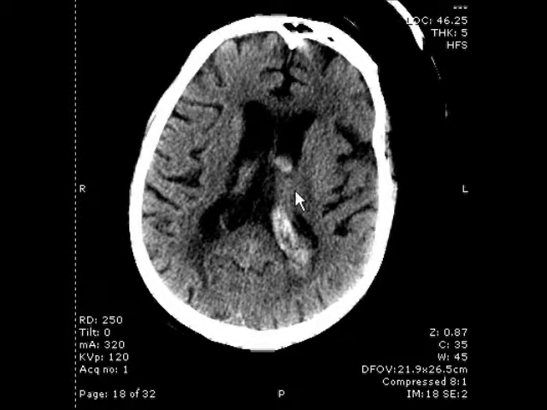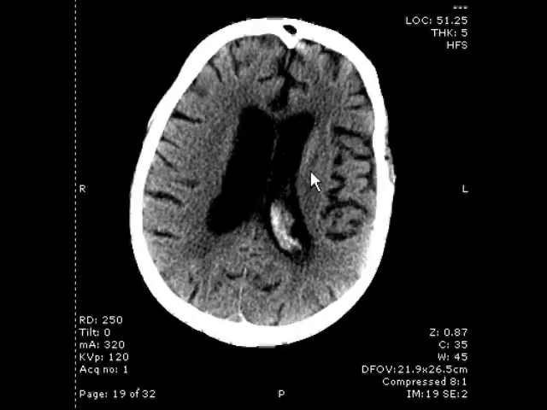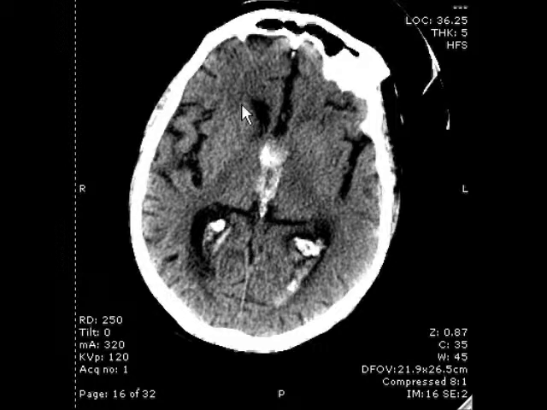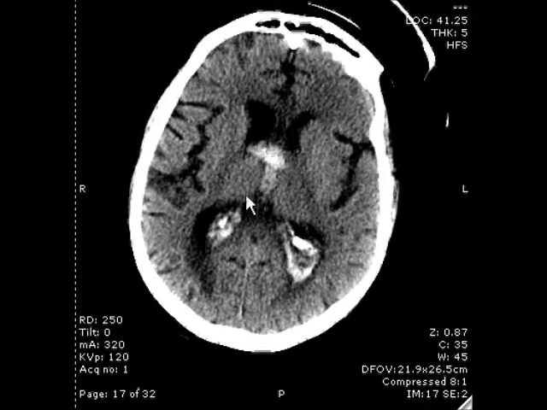But you just want to look through, make sure you can see good gray-white matter differentiation. And I can see the basal ganglia. Here we've got the lentiform nucleus. We've got the caudate head. And you've got your thalami here. And then you can see the gray matter lining the cortex bilaterally. An important area to look at is this insular ribbon.